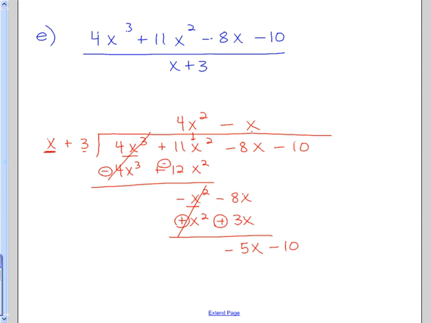What times x will give me negative 5x? Well, that would be negative 5. Negative 5 times x is negative 5x. Negative 5 times 3 is negative 15. Change the signs. So I have a positive 5 as my remainder. The answer is 4x squared minus x minus 5 plus 5 over x plus 3.